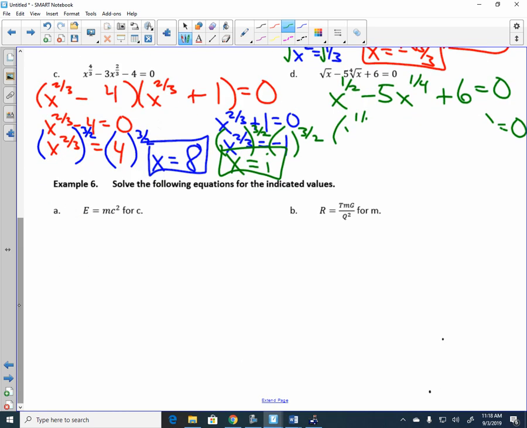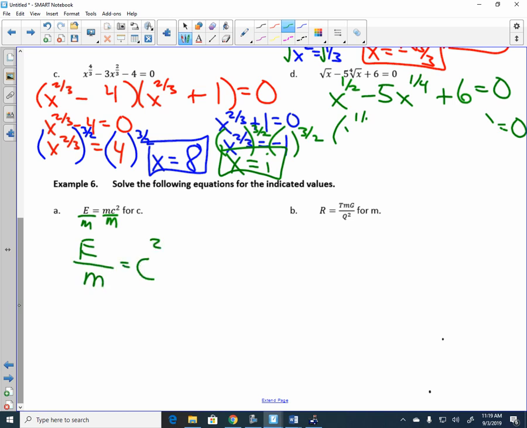All right, you made it through the most difficult stuff. You ready for the easy stuff? 4 easy problems, you're done. These are literal equations. Literal equations are where we're solving for a variable amongst other variables. So it says solve for c. I'm going to divide by m. So I get e over m is equal to c squared.